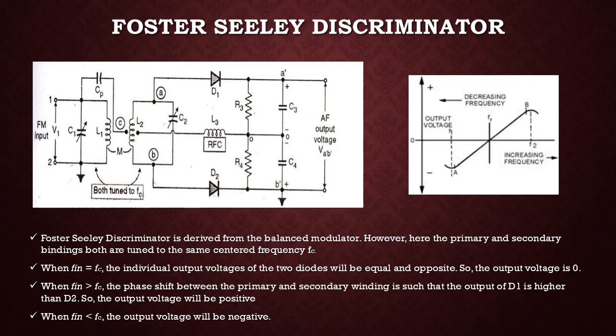You can see here. There are some advantages: number one, linearity is better, and number two, it is easier to align than the balanced slope detector. But noise is the main drawback. The demodulator output responds to it and also produces some error.